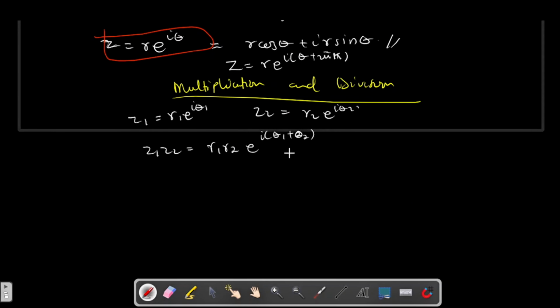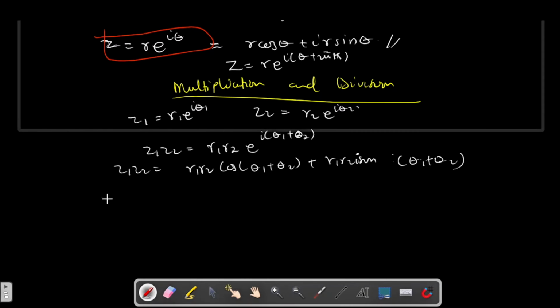It's as simple as possible. So this is how we do it all the time. So my z1 z2 is simply equal to r1 r2 cos of the angle theta 1 plus theta 2, plus i sin. Let me clean it and write it well. So r1 r2, the i will come here, so you have cos theta 1 plus theta 2 plus i sin theta 1 plus theta 2.